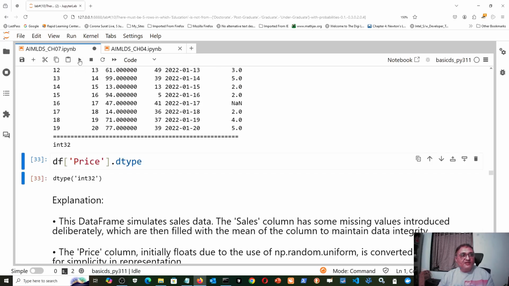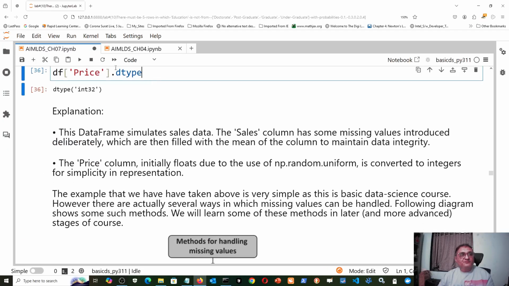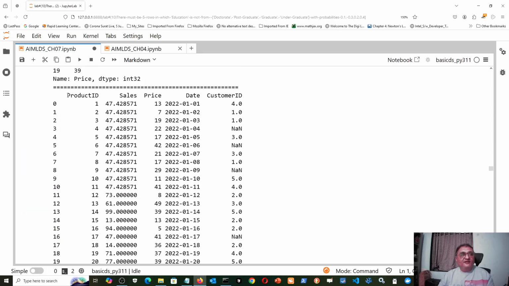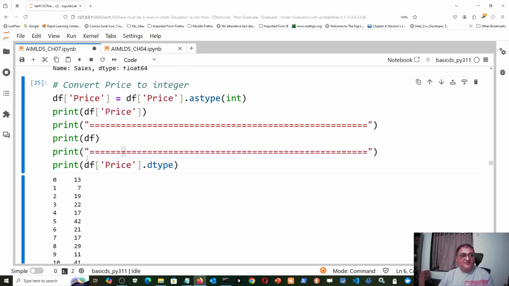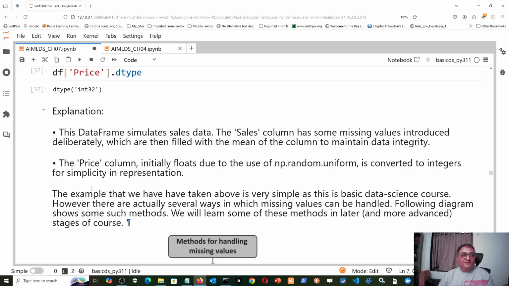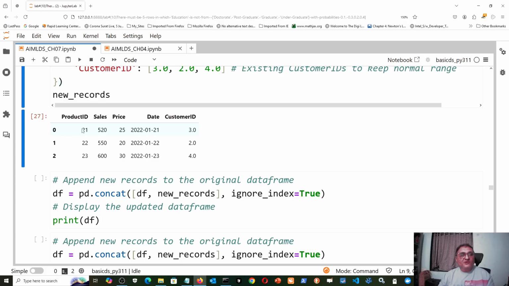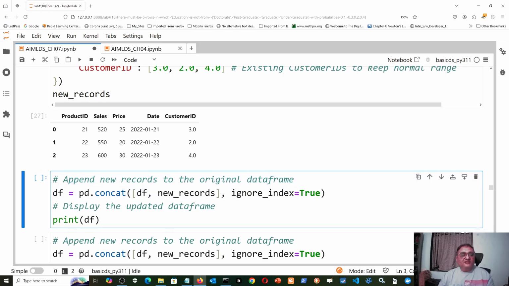Why is it not getting filled? Okay, now it is filled. The data type is changed to int 32, which is what we had already done. So in short, this df is already existing, this is my data frame. Now I am creating a few new records, these are those new records, and I am adding them at the bottom of the data frame.